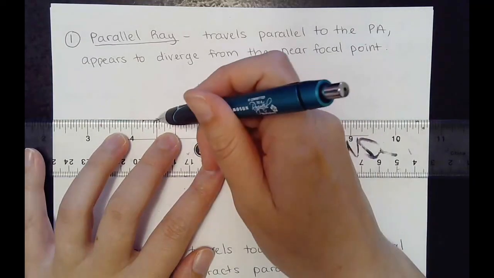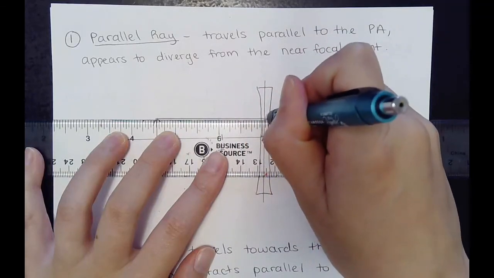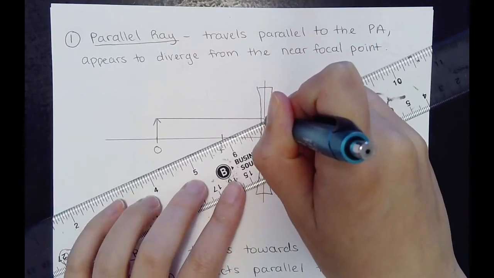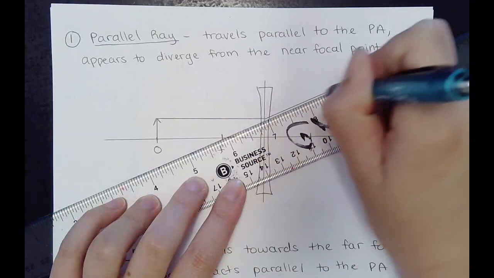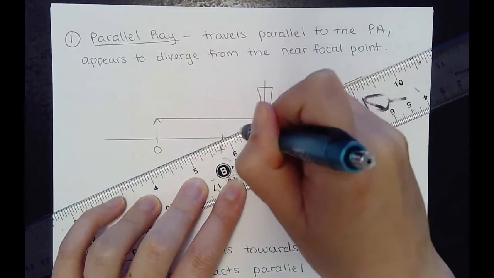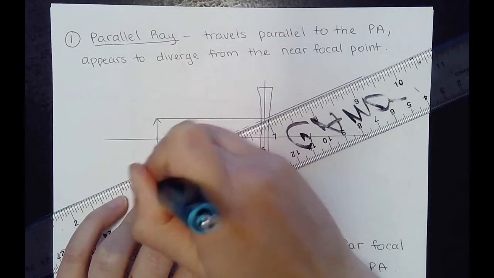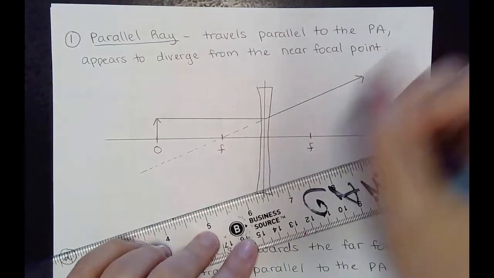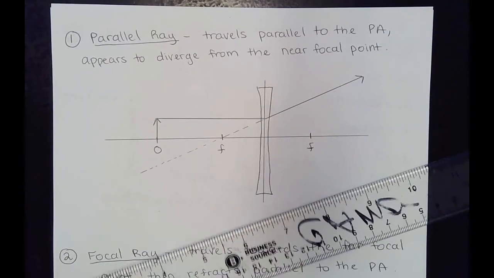So I'm going to draw my parallel line here, and then it will diverge through this near focal point like this. So it still passes through the lens. I can extend that back through the near focal point.